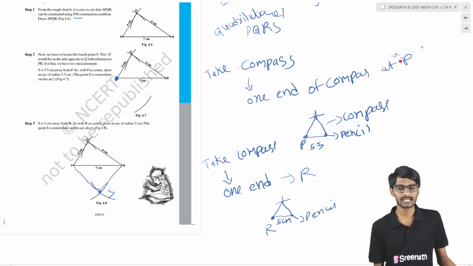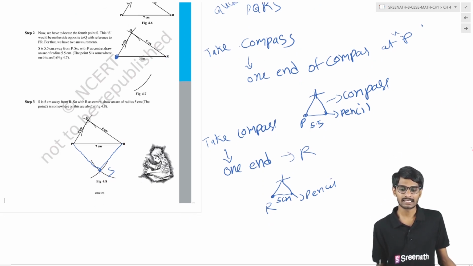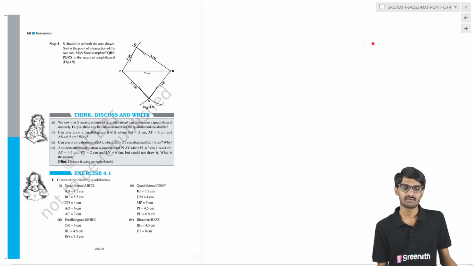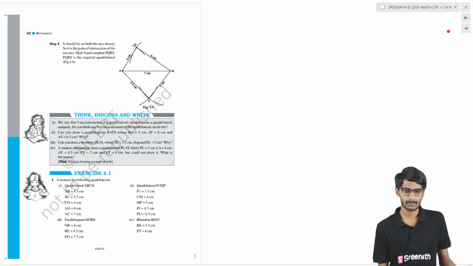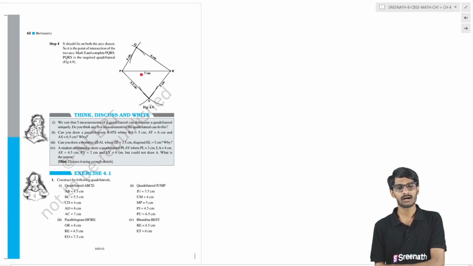Take the compass, one end at P, and take the radius as 5.5 centimeters, give an arc. And next, take the compass, one end at R, and you know the radius as 5 centimeters from R to S. So we have to again draw an arc. These two arcs will intersect at one point. Draw line segments from that point to these two already given points. Then finally our quadrilateral will be drawn.